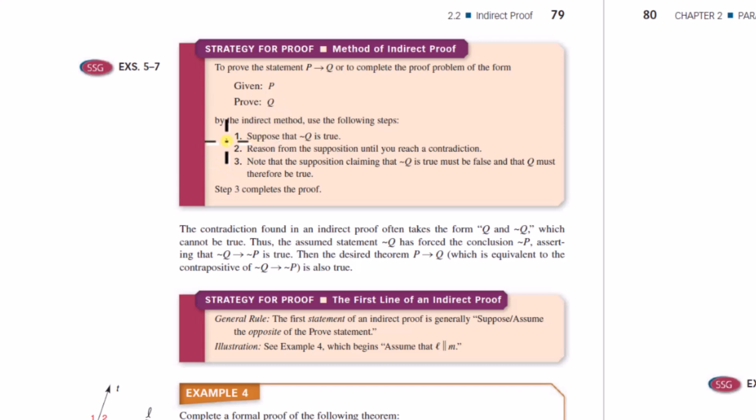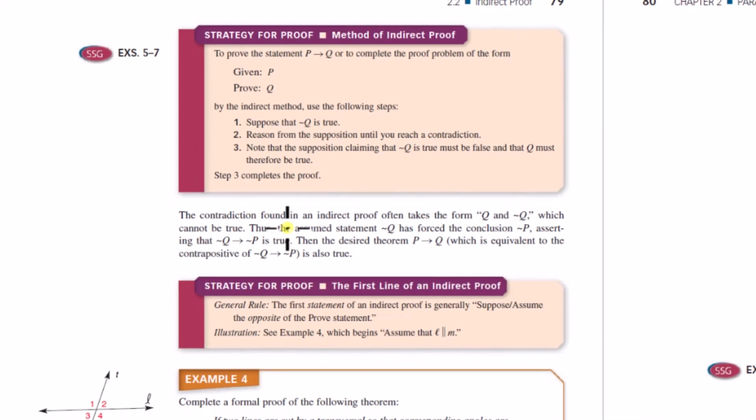Then you want to start giving reasons and eventually make a statement about P that can't be true. If you suppose that not Q is true and you show that there's no way that P in that case could be true, then, based on the contrapositive and the original conditional statement needing to be the same, you've proven the truth of the original statement.